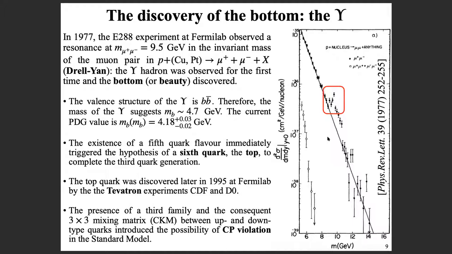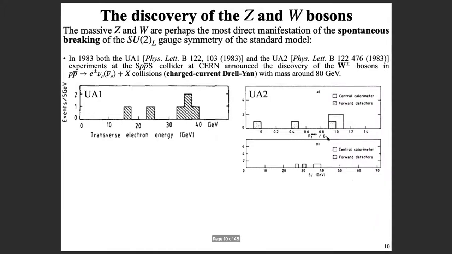We know that the CP violation is there. Now, it turns out that the CP violation that the standard model allows is probably not enough to explain some phenomena. But that was already a big step forward. Now, let me move to the discovery of the Z and W bosons.